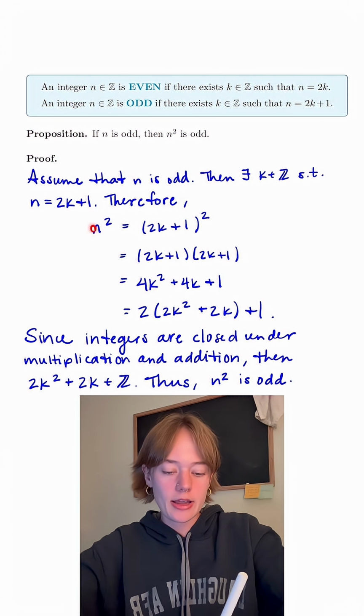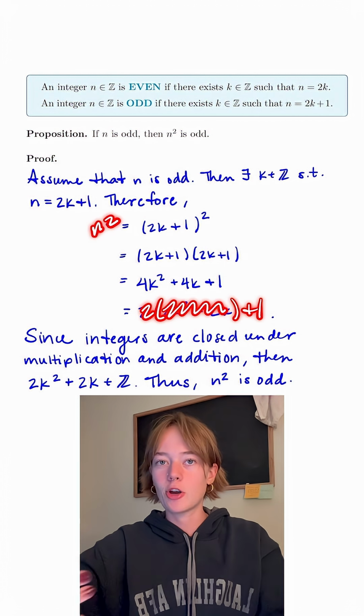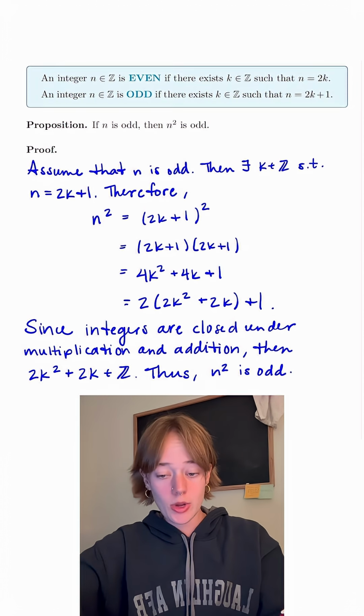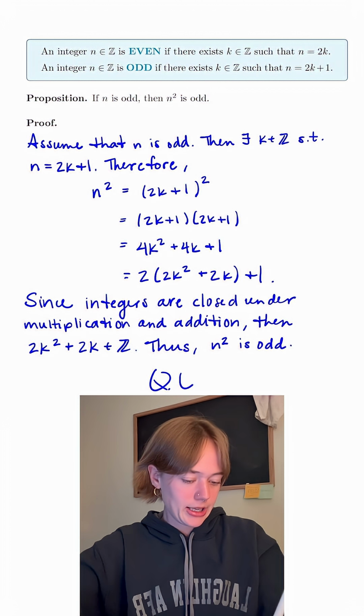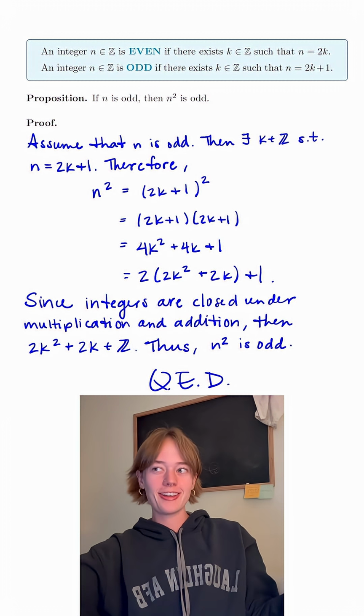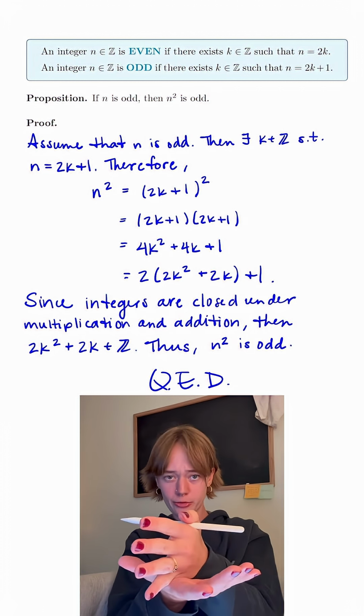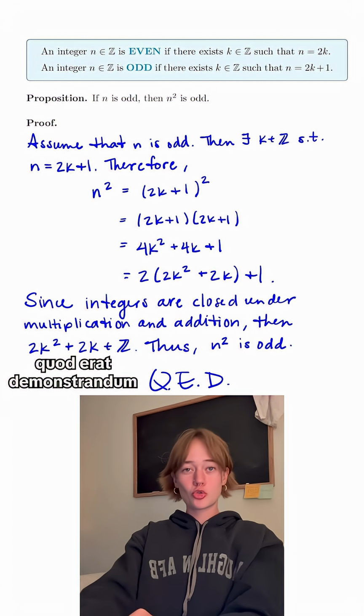Because we've shown that n squared is equal to 2 times an integer plus 1, we've shown that n squared is odd. QED, baby. QED. Quod erat demonstrandum. I think that's what it's Latin for. It means that we're done with the proof. Just looked it up. It's quod erat demonstrandum.